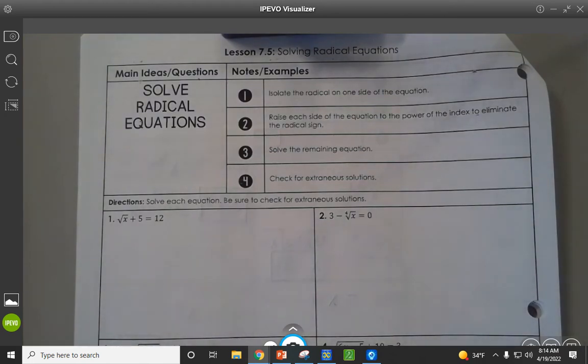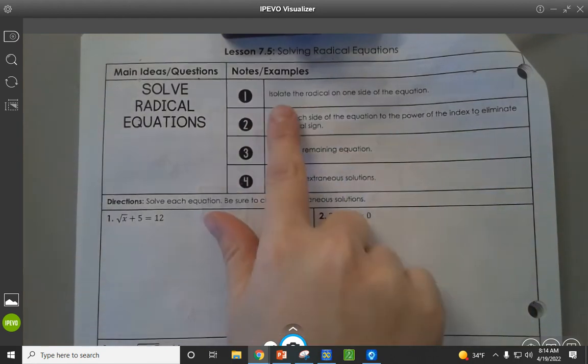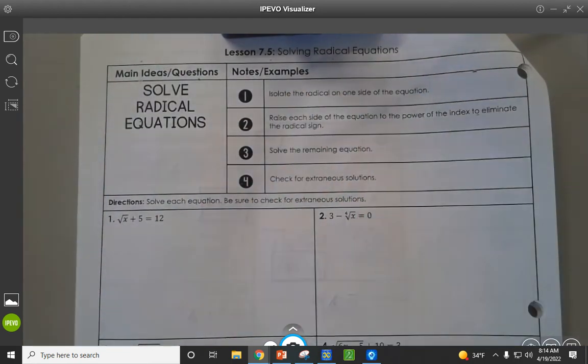The first one is to isolate the radical on one side. So that means you only have the radical and what's underneath of it. If there's something being added or subtracted outside of the radical or something being multiplied in front of the radical, you've got to move that over first. And then we raise it to the power of the index. So if it's a square root, we're going to raise it to a power of 2. If it's a cube root, we're going to raise it to a power of 3, and so on. And then you just solve the equation.